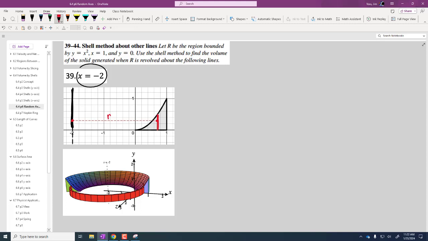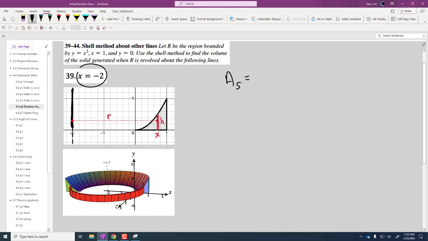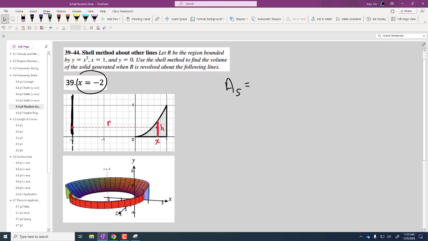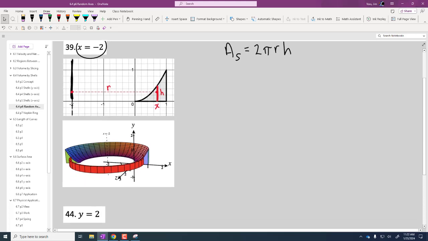The height of the cylinder is usually obvious. It's whatever the length of our representative element is. And I'm going to put this representative element that's vertical at x. Generic cylinder or shell area is 2 pi RH. So 2 pi RH, generic cylinder area. All right.